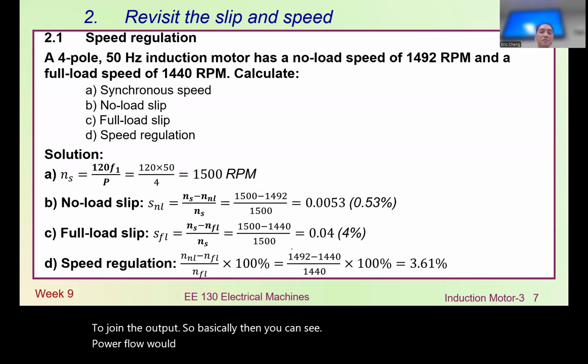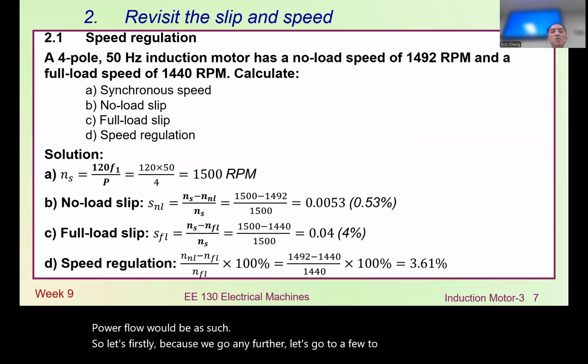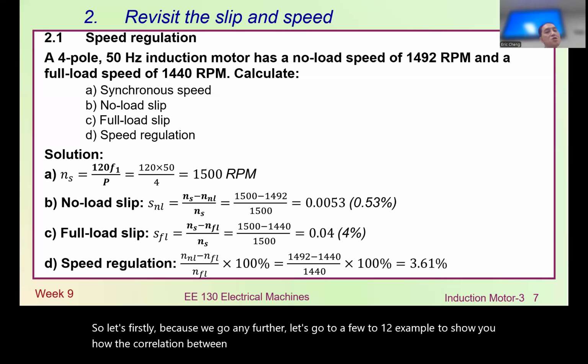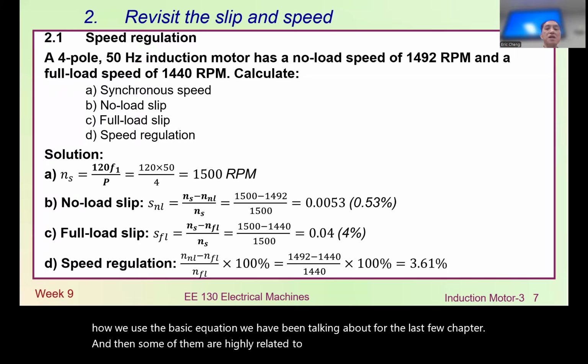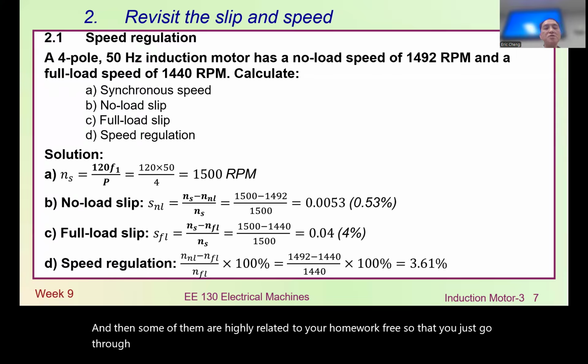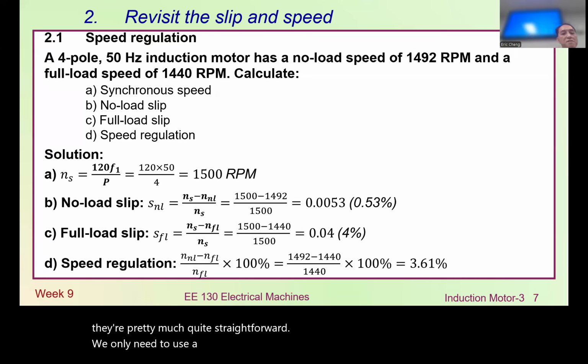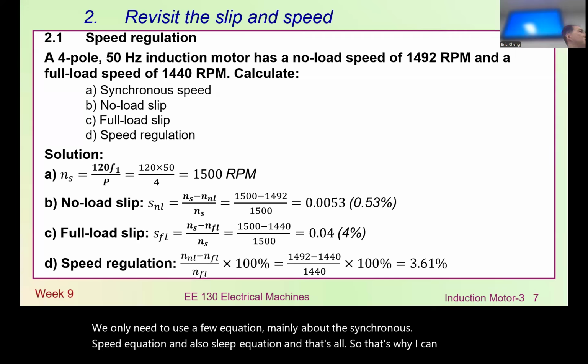So before we go any further, let's go through a few tutorial examples to show you the correlation between the slip and the speed. These examples show how we use the basic equations we've been talking about for the last few chapters, and some of them are highly related to your homework 3. They are quite straightforward. We only need a few equations, mainly the synchronous speed equation and the slip equation, and that's all.